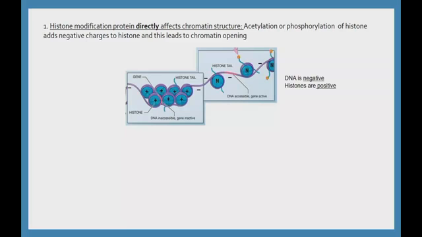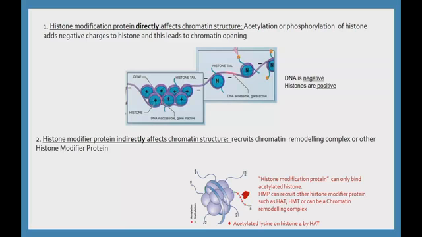So once you have a histone modifier protein that is bound, you can have acetylation, for instance, and this will make the histone negative and then the chromatin structure open. This is a direct effect of those histone modifier protein.